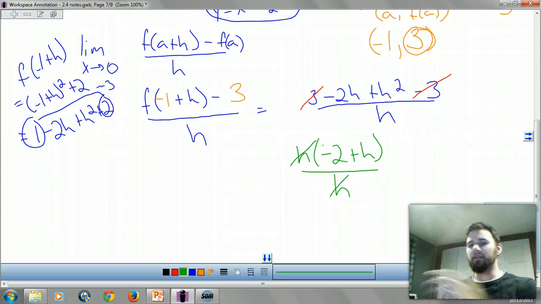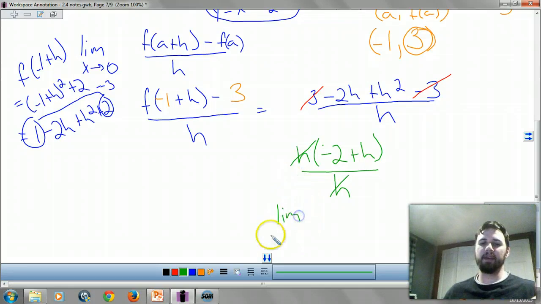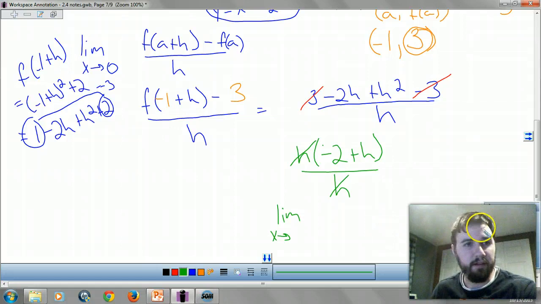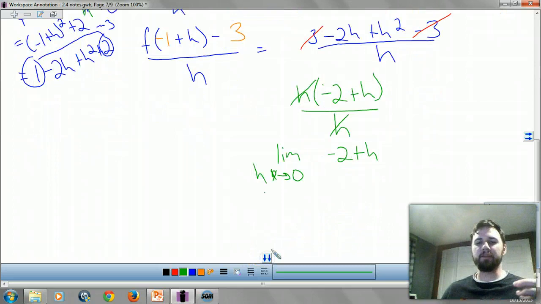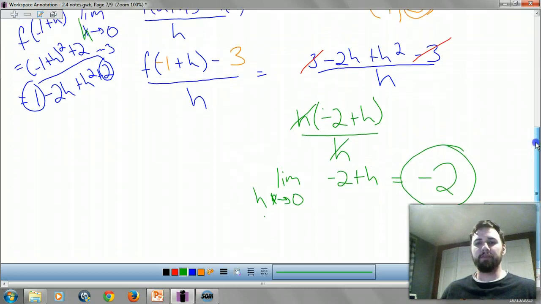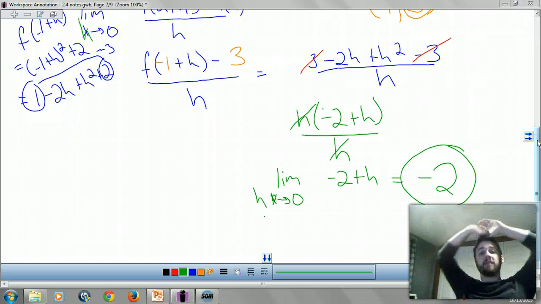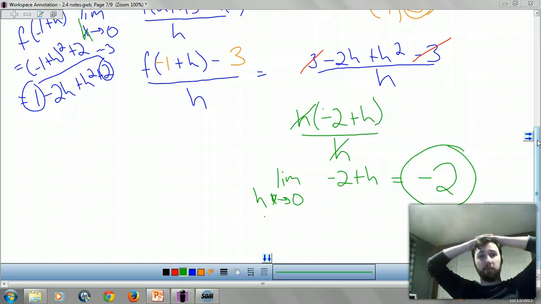So really, this whole mess we started off with is the same thing as finding the limit as h approaches 0 of -2 plus h. Now think about this. What happens as h goes to 0? It means nothing. It's -2. That's our answer. That's the slope of the tangent at that point, -1.